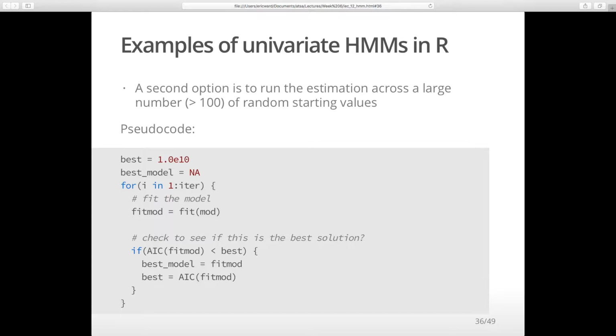In this case, this is just some pseudocode for illustrating how you'd actually do this. We iterate through this loop a large number of times, preferably more than 100. We fit the model repeatedly by using the fit call. And then if the AIC value of our fit mod object is better than what's ever been observed before, we save the best model and we reset our best ever observed value of AIC. You don't have to use AIC. You could use any other criterion you wanted, but this would loop through and identify the best solution possible across these 100 different iterations.